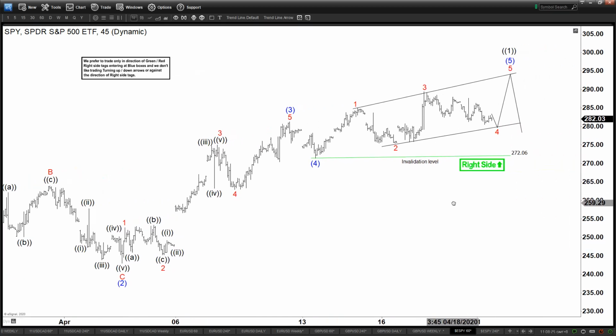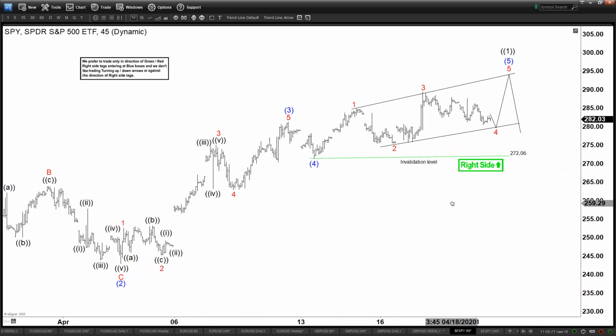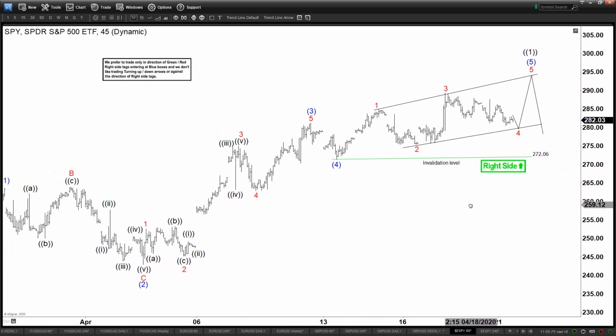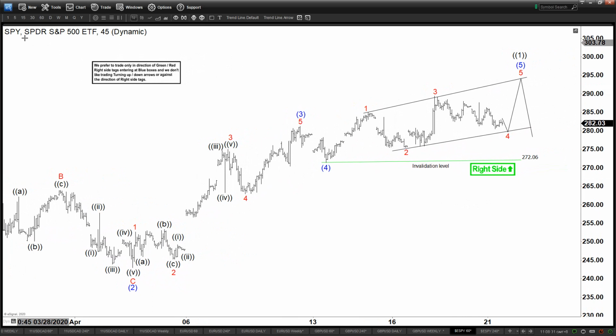So we're going to be presenting the chart of the SPY. This is the S&P 500 ETF 45 minutes chart.